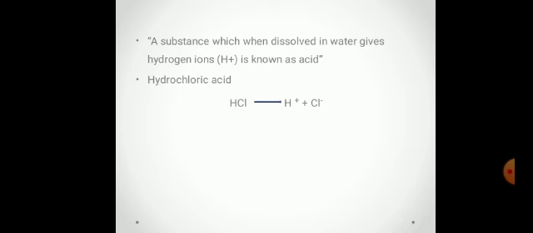An example is hydrochloric acid. When hydrochloric acid dissolves in water, it produces H plus ion and Cl minus ion. So this H plus indicates that it is an acid according to the Arrhenius theory. According to the Arrhenius theory, an acid is a substance that, when it dissolves in water, produces hydrogen ions.